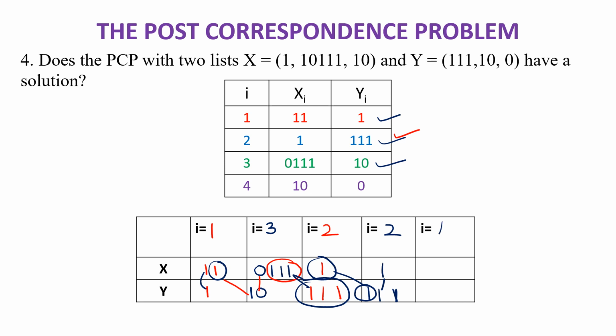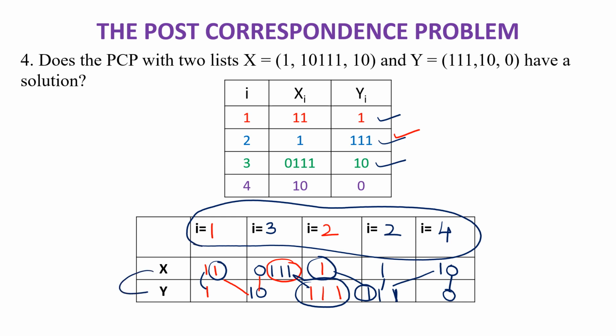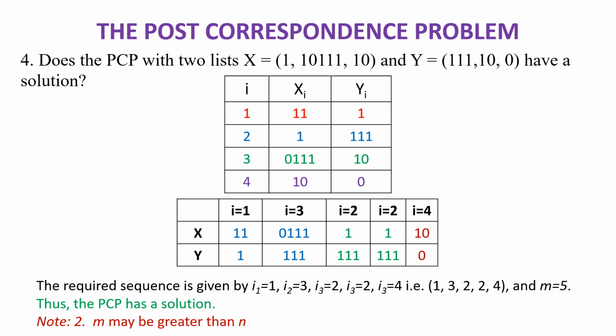So next I'll go for selecting I equals 4. X4 is 1, 0. Y4 is 0. This 1 is matched with this 1 and this 0 is matched with this 0. With the sequence 1, 3, 2, 2, 4, we got X and Y strings identical to each other. So this PCP has a solution with the sequence 1, 3, 2, 2, 4 with M equals 5. Thus, PCP has a solution. As we had stated before in note 2, M may be greater than N. So here is an example where M equals 5 and N equals 4, and M is greater than N.